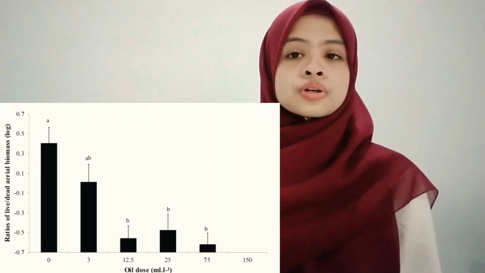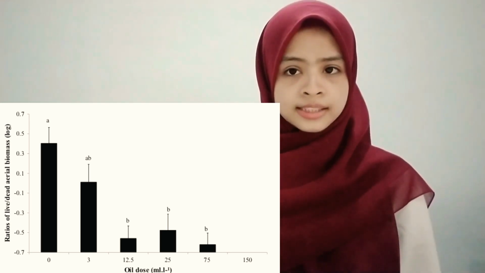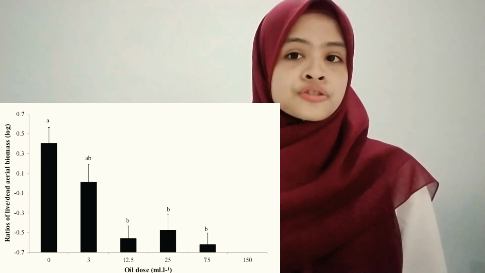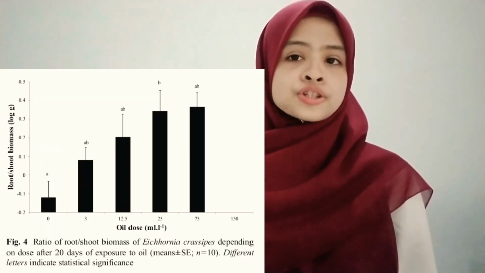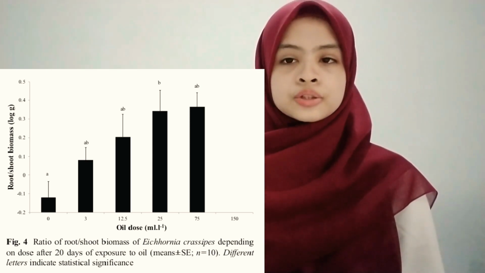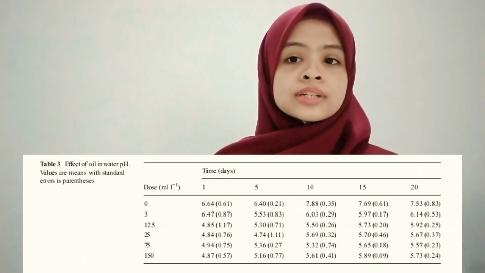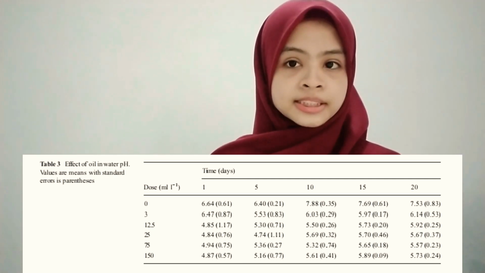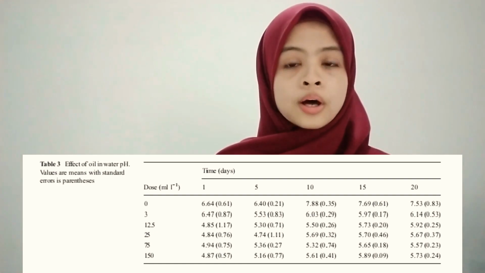Also, for the ratio of live and dead biomass between 5 to 20 days, there was a significant decrease and reduction in the treatments. Next is the ratio of root and shoot biomass. It showed a significant increase after 20 days. Lastly, for the pH, an increase was observed between 5 and 20 days. At first, it was neutral until it turned acidic after oil addition.